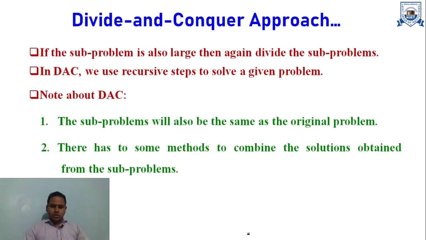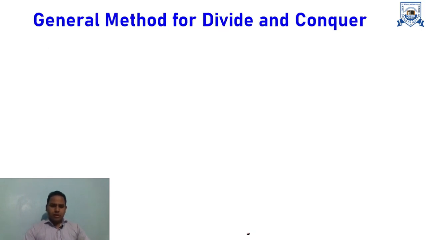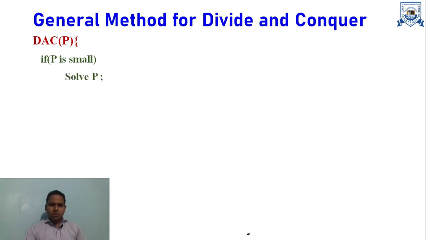Okay, so let's have the general method for divide and conquer approach. Suppose we are defining a function called divide and conquer P. If P is small, suppose our problem is very small, then we can directly solve that problem. So if P is a small problem, we directly solve that problem P. That means we must have a solution defined for our small problem.